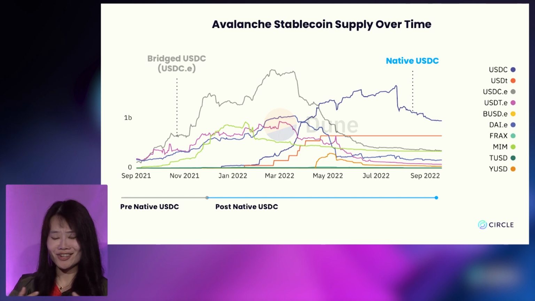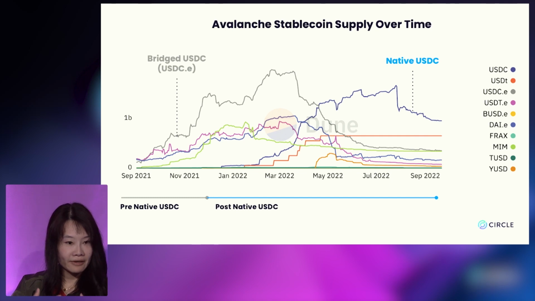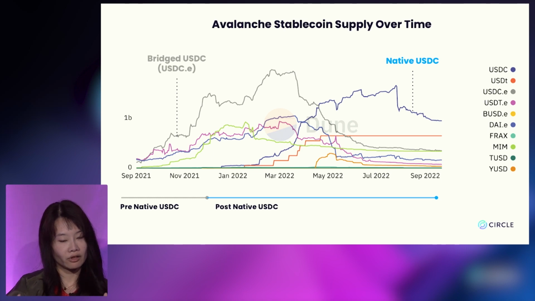And essentially it's a win-win situation for us as well. We're providing something that's more secure. Obviously, native assets are always more secure than bridge assets. Doesn't matter how good the bridge is. And also, by listening to our community, we're able to grow the Avalanche ecosystem.